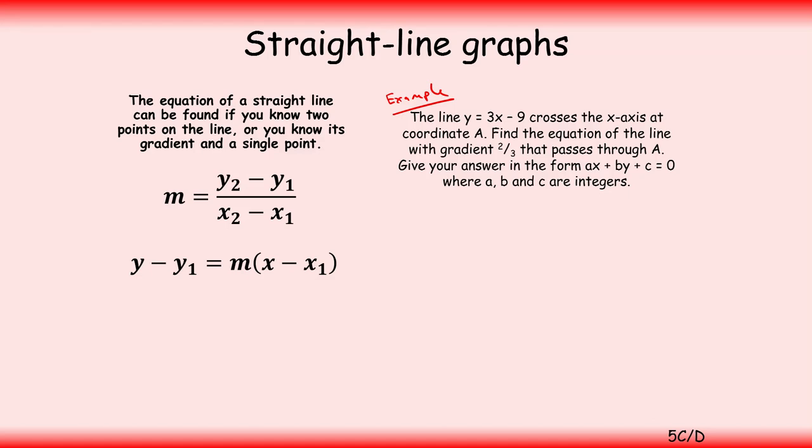So in order to do that, I don't have coordinates of any point on the line, but I can generate them because I know that this line crosses the x-axis at point A. So I can find those coordinates at point A. I need that first to start. Where it crosses the x-axis, we know the y value is going to be 0. So y is equal to 3x minus 9.